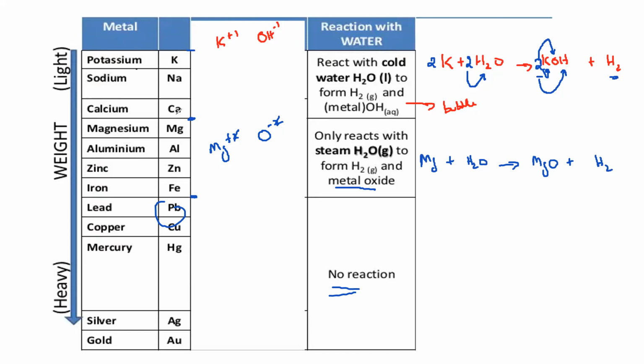From potassium till calcium, they can react with both steam and cold water. But from magnesium till iron, they can only react with steam. And below iron, they cannot react. Is it clear, the reaction of these metals with water?